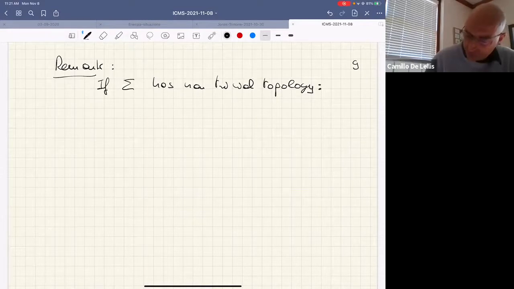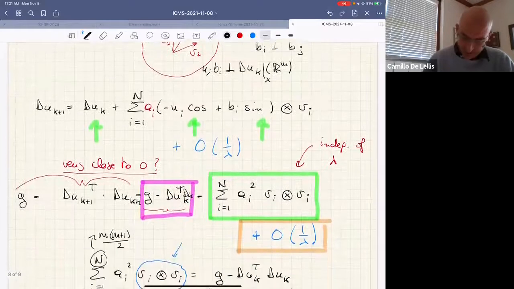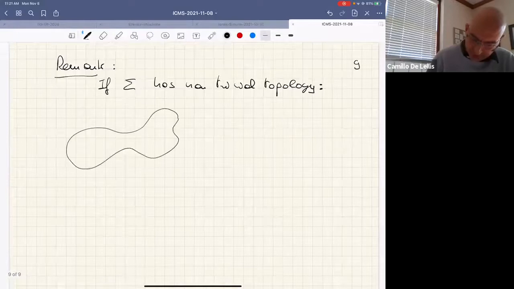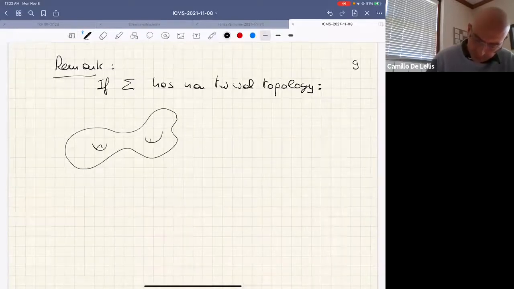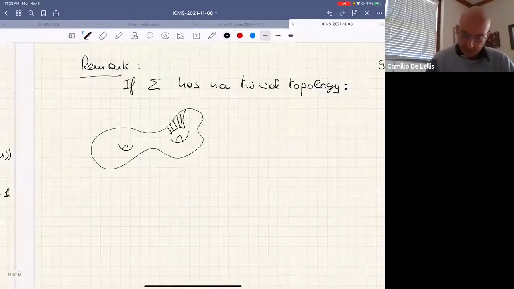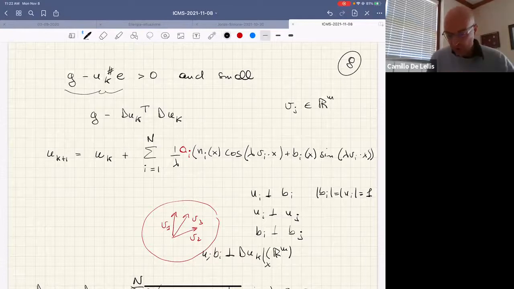So if sigma has non-trivial topology, you can actually do this locally on a chart, right? So on a chart which is a ball. You imagine you have something which is complicated, and then you can do it locally on a chart like this. Locally you have a chart, you make a change of coordinates, and then you find your directions, say V1, V2, V again, and you make your decomposition locally, okay?